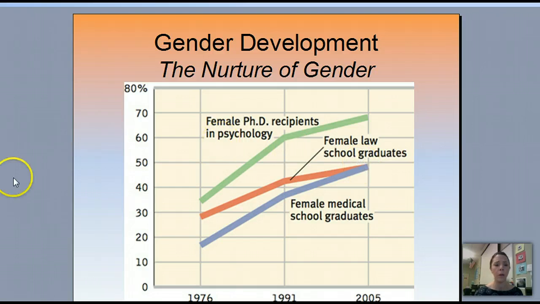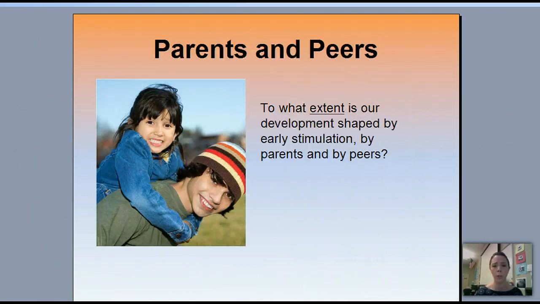So let's talk about what role our parents and our peers play. I want you guys to be thinking about, to what extent have your parents or your peers influenced the type of gender roles that you take on?